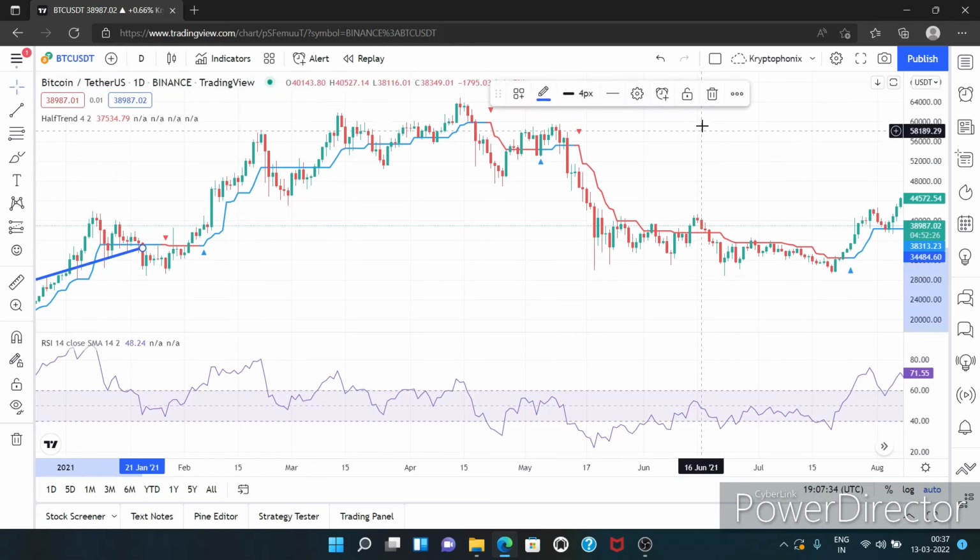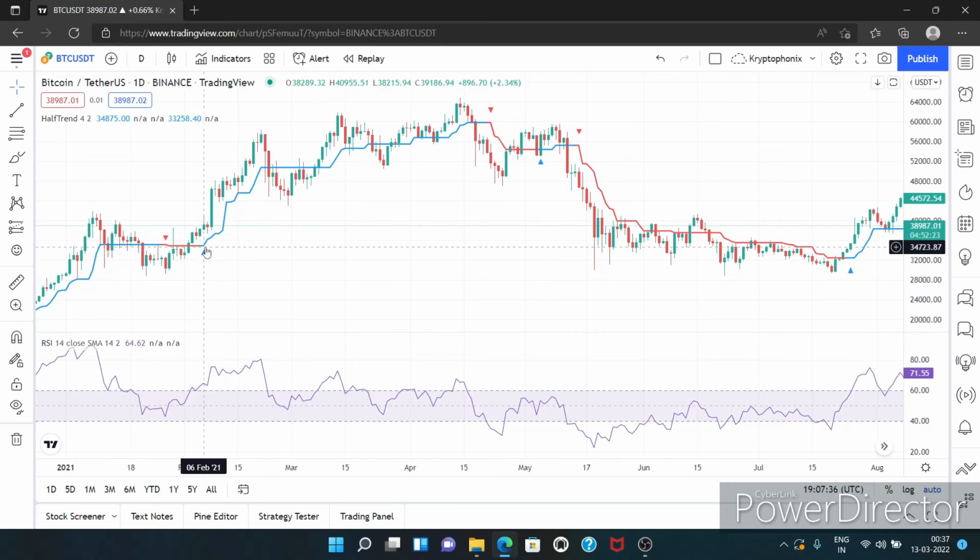If you look back over here, what we see is a blue line being formed where the RSI is well between the 60 and 40 mark.